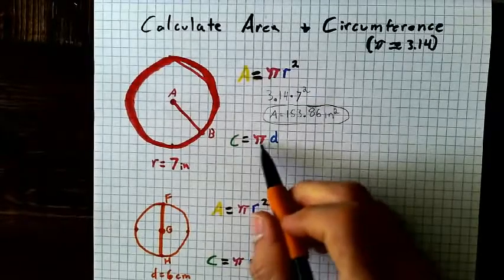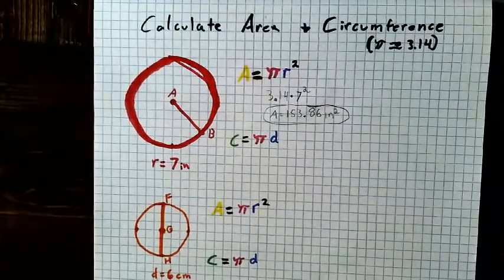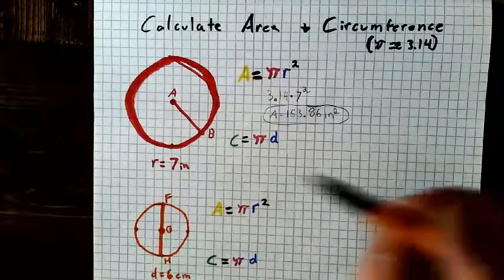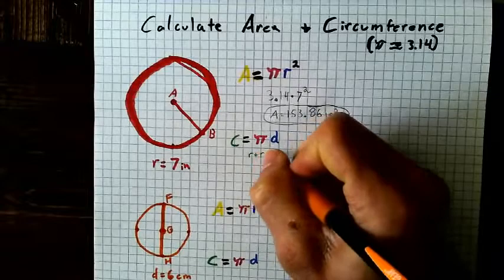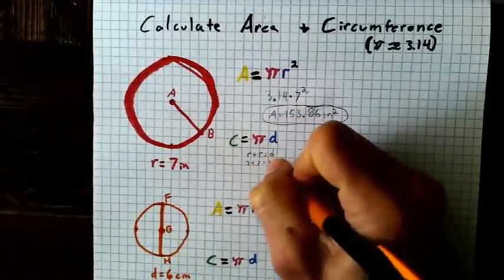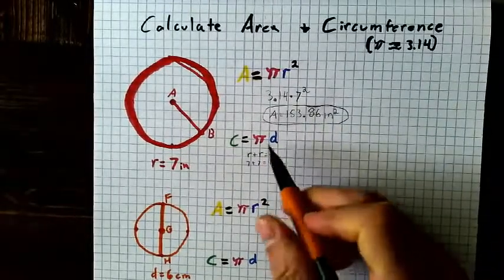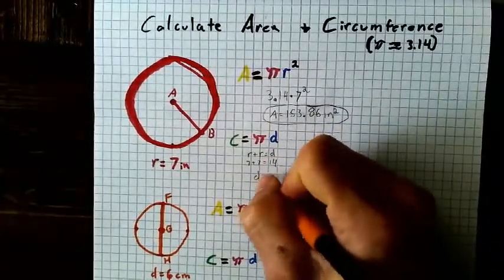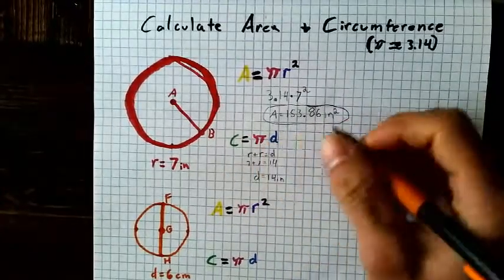Next, I need to find the circumference. Circumference equals pi times diameter. Uh-oh, this only gives me radius. I don't know what diameter is. But we have that helpful information, so we can do radius plus radius equals my diameter. So 7 plus 7 is 14. So now I know my diameter is 14. I can plug it into the formula. So hold on, diameter is 14 inches. Now I can plug this into the formula.